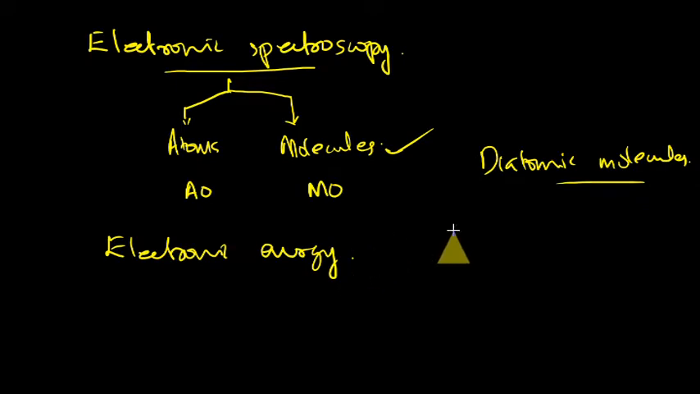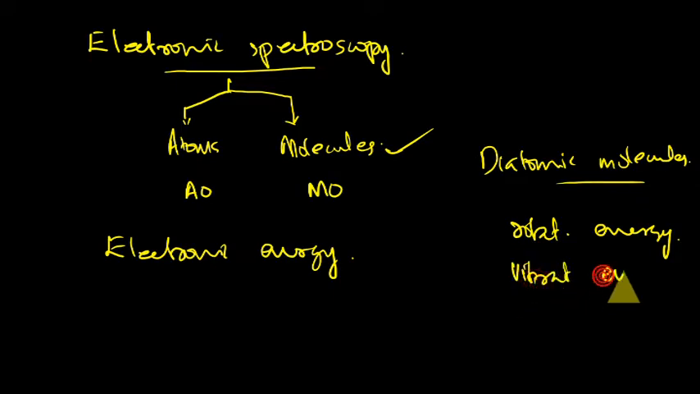Okay, you already know that a molecule will have rotational energy. This is due to the rotation of the molecules in different energy states, and the molecule may have vibrational energy, and that is due to the different vibrational states of the molecule. The molecule will be vibrating in different states. And in the same way, the molecule will have electronic energy, and this electronic energy is due to the occupancy of the electrons in different energy states or in different molecular orbitals.